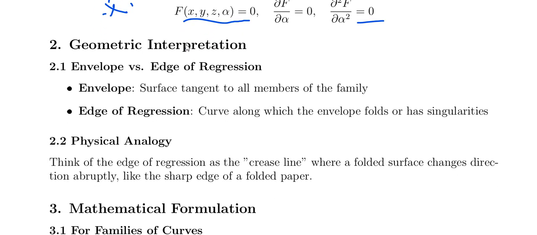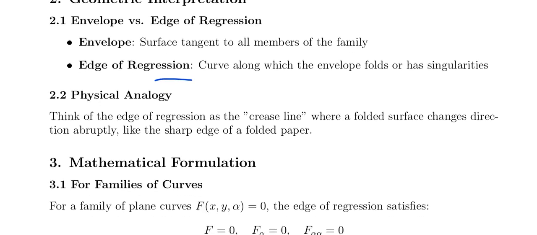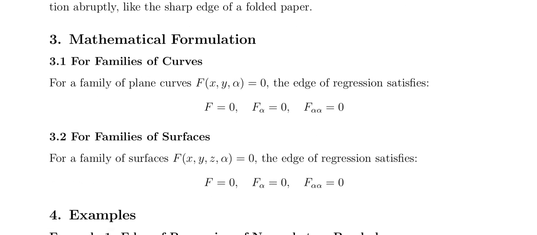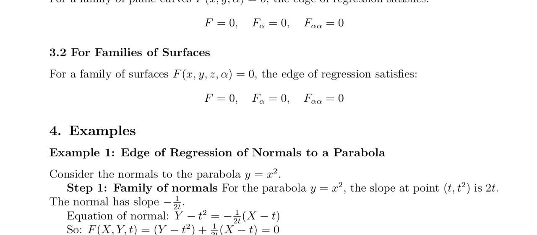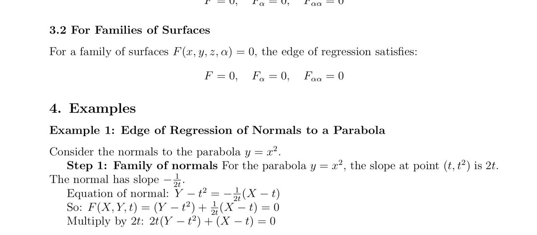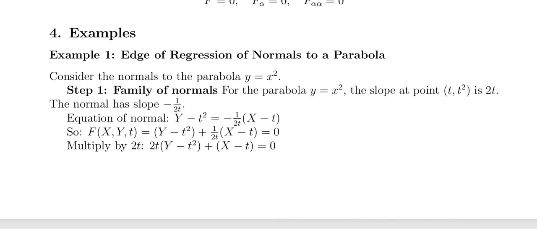The envelope is the surface tangent to all members of the family, and the edge of regression is the curve along which the envelope folds or has singularities. That is the difference between the edge of regression and the envelope. This is the mathematical definition, and for the family of surfaces the edge of regression satisfies it.